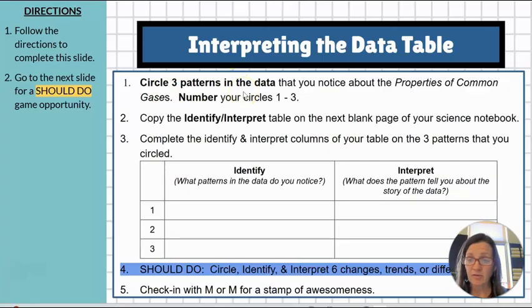You're going to go ahead and do this on your own. So you're looking for 3 patterns in the data. You're going to make an identify interpret table and then fill that out for each of those patterns. If you want to challenge yourself with the should do, go ahead and identify and interpret a couple more patterns.